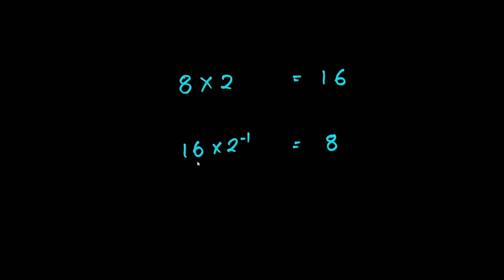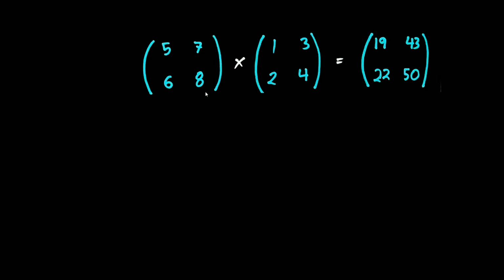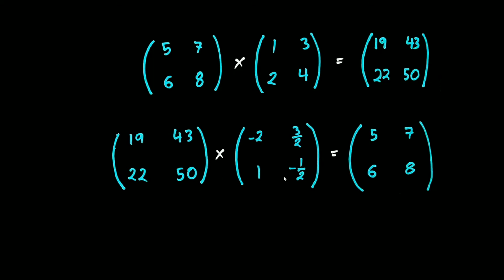Now let's see whether this trend holds true with matrices as well. So let's say we have these two matrices and we multiply them to get the result as this, and then if we take this and multiply it with the inverse of this matrix, we get the first matrix back. So you see that trend also holds true with matrices, that we can achieve a similar result of dividing this matrix by this matrix by multiplying this matrix with the inverse of this matrix.